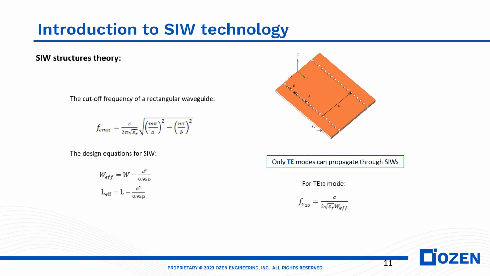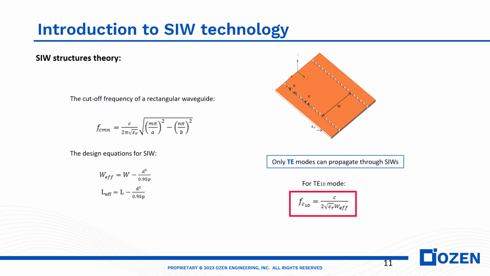The theory behind SIW structures is similar to that of rectangular waveguides. They have a cutoff frequency, which is the lowest frequency at which a particular mode can propagate through the waveguide. This cutoff frequency depends on the dimensions of the waveguide, the mode number, and the dielectric constant of the substrate. For the fundamental mode, TE10, the cutoff frequency can be calculated using this formula.